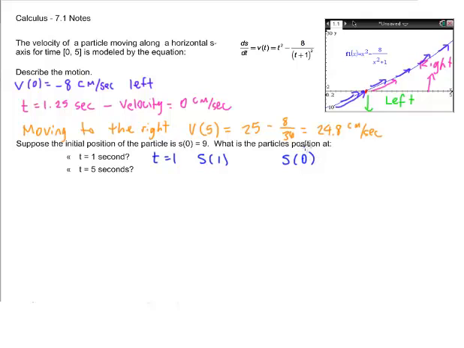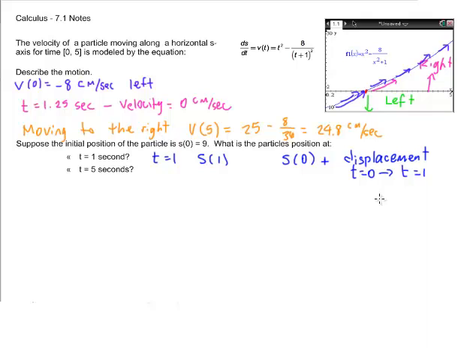Plus however far we went, or the displacement, to get to 1 second. So how far did we actually move in 1 second? For this, we want to know how far we went from when t equals 0 to t equals 1. And that's the change in the position. That's what the displacement is.